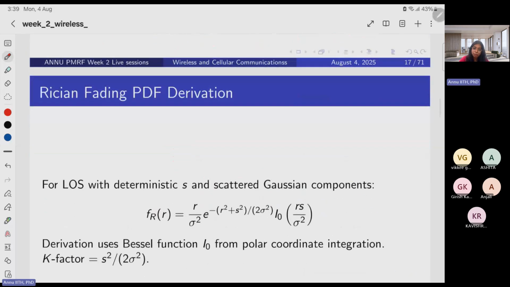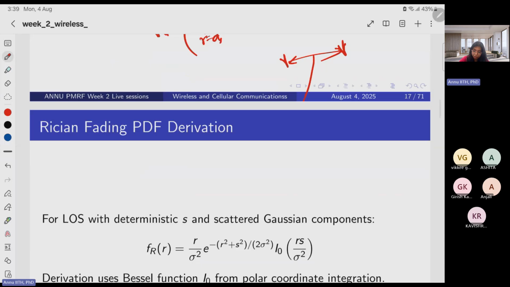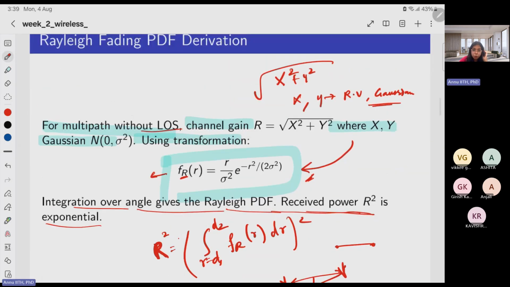Now, Rician fading. Suppose you have one antenna here and another antenna here, and there is a line of sight; then it is called Rician. We should know the distribution of every fading technique, so that's why I'm telling you. Root over x square plus y square is the channel gain.